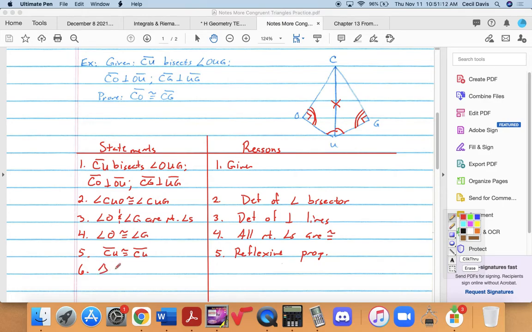And I can name the first one any way I like. I'm going to call it triangle CUO. If I do that, what do I have to call the second one? CGU? No, CUG. And what's the reason for this? Angle, angle, side.